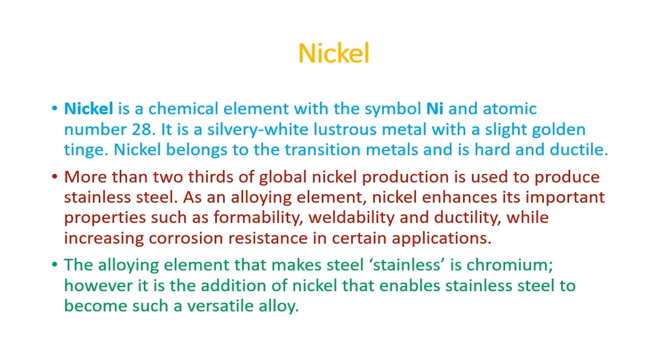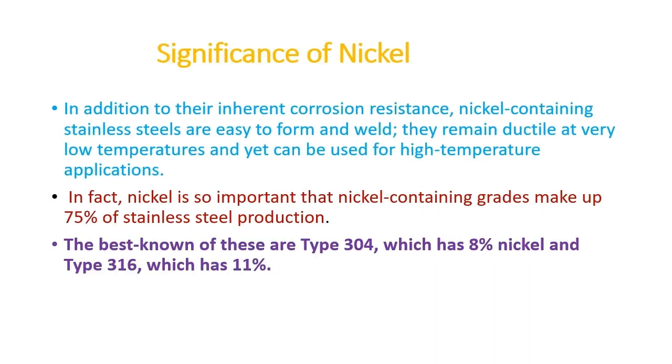More than 2/3 of the global nickel production is used to produce stainless steel. As an alloying element, nickel enhances important properties such as formability, weldability, and ductility, while increasing the corrosion resistance in certain applications. The alloying element that makes the steel stainless is chromium. However, it is the addition of nickel that enables stainless steel to become a much more versatile alloy. In addition to their inherent corrosion resistance, nickel-containing stainless steels are easy to form and weld.